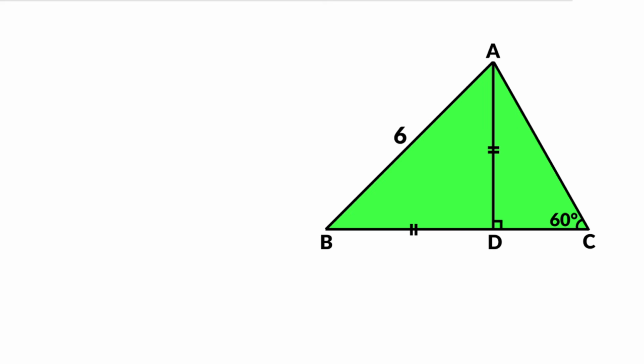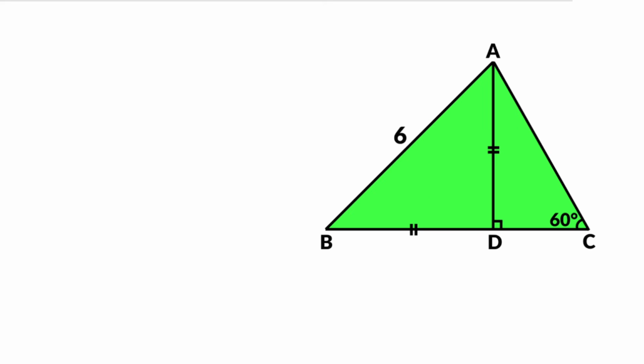The area of a triangle is 1/2 times base times height. The height is the vertical segment AD, and the base is the entire length BC. So let's find those two lengths. We'll start with triangle ADB.